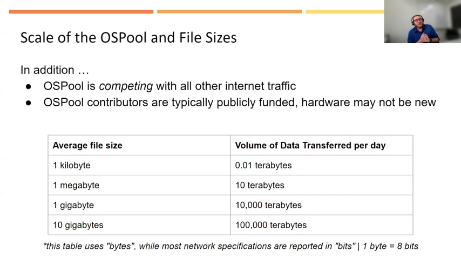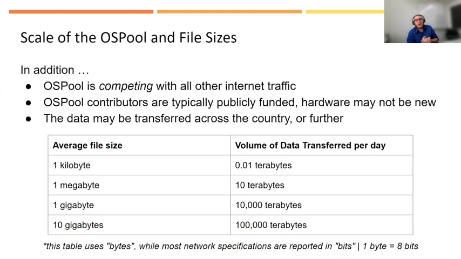OSPool and OSPool contributors are typically publicly funded, so the hardware that's behind all of these things may not be brand spanking new, and so some of those network switches may be slow, could be filtering or slowing down the amount of data that are transferred out. And the data could be transferred all the way across the country. If you're logging into a server in New York and your job is running on a server in San Diego, you're transferring that volume of data from New York to San Diego and back.